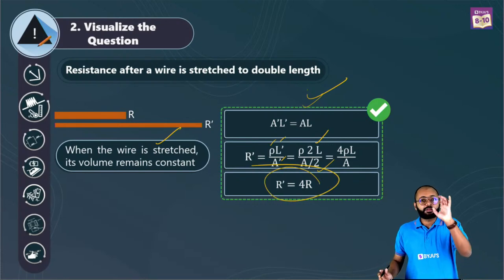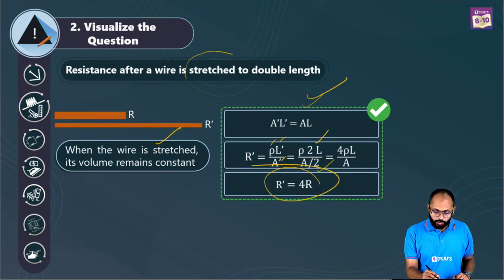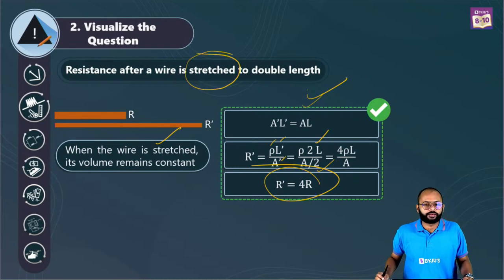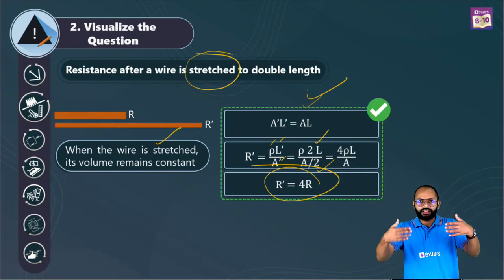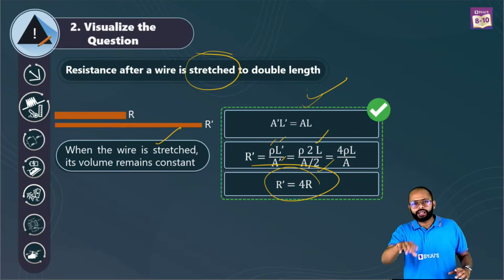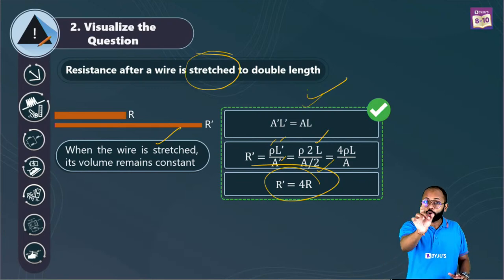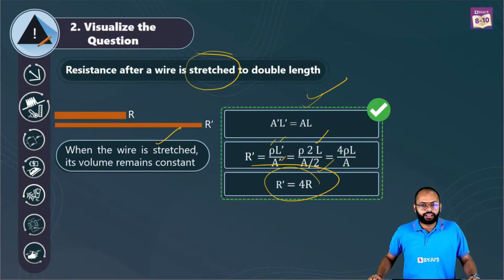So, guys, mind it. Stretched is the word you want to focus on. Yes, Shreya, you are right. Volume remains constant. Yes, Bala, area becomes half. Ganesh, resistance will not remain same. Why? It depends on dimension. No, rho L upon A depends on length, depends on area. Rho does not depend on dimensions. That is one thing.